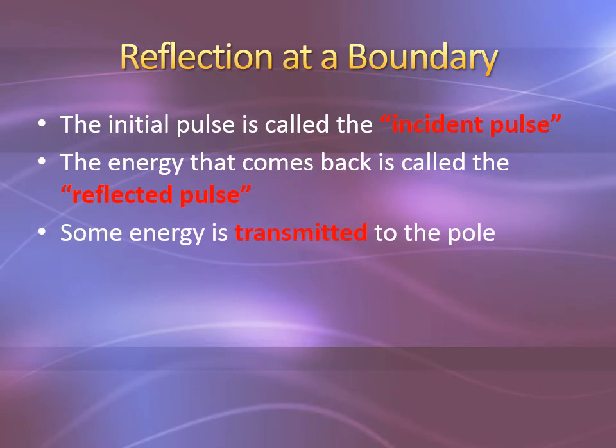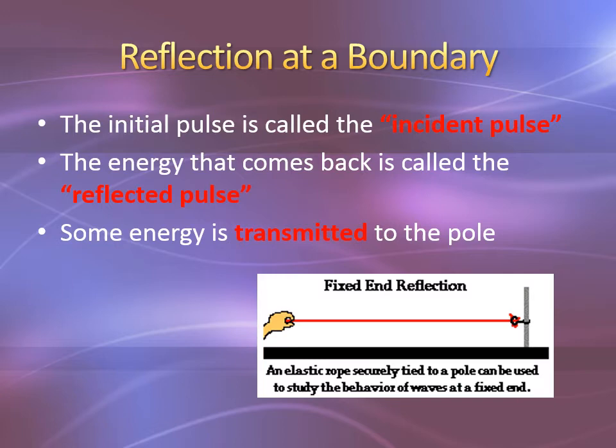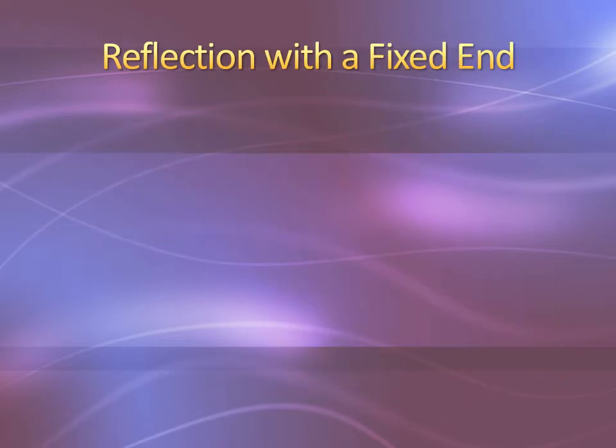All right, as we saw during our lab, some energy is transmitted to the pole. We'll talk about transmissions in a second. So, a fixed end reflection is what you guys were looking at in your lab. All right, so we'll talk about it with a fixed end first.